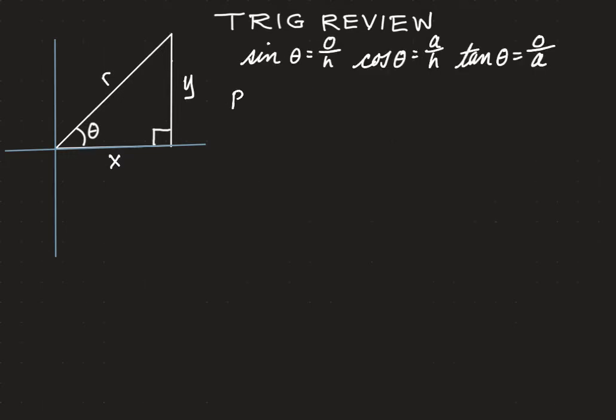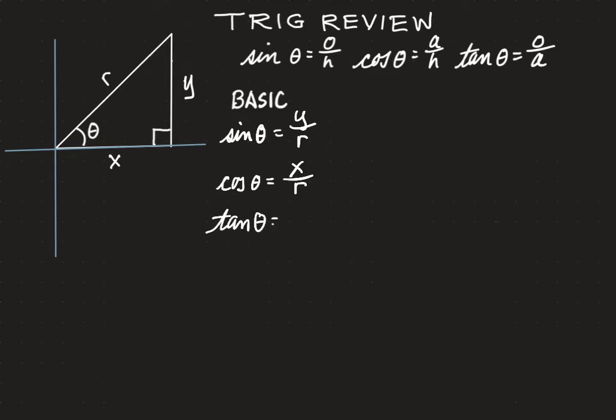So we can rename our basic trigonometric functions as the sine of theta equals the opposite, y is opposite the angle theta, and the hypotenuse is r. So cosine of theta would be the adjacent side, which is named x, over the hypotenuse, which is r. And then the tangent is the opposite over the adjacent, y over x.